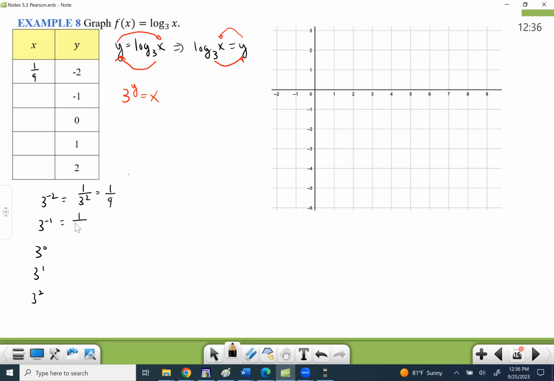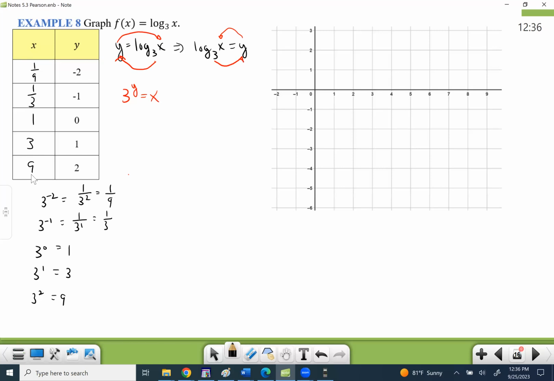Move it down to the bottom, make it positive. That's 1/3. Anything to the 0 power is 1. 3 to the first is just 3. And 3 to the second is 9.